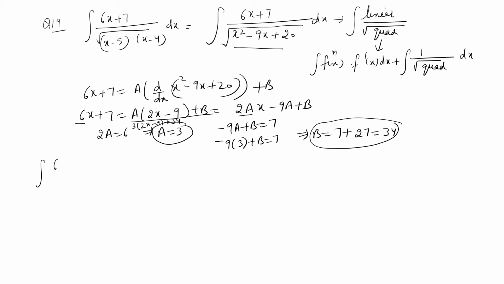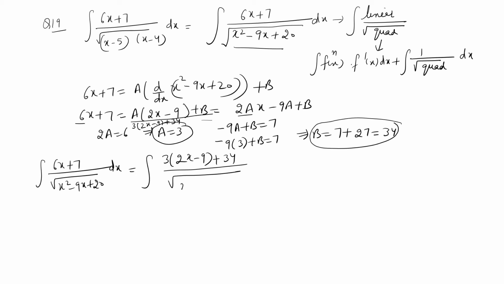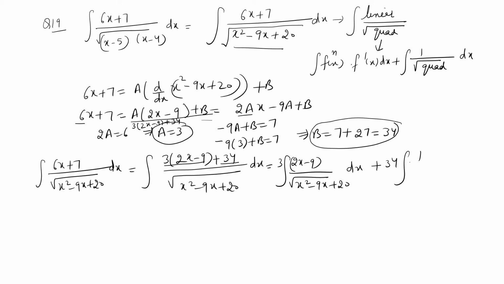Now express the integral of 6x plus 7 upon root of x square minus 9x plus 20 dx as a sum of two terms. I am expressing the 6x plus 7 in this form by putting the values of a and b. So definitely it is going to split into these two terms. Okay, so it is 2x minus 9 upon root of x square minus 9x plus 20 dx, and plus 34 times 1 upon under root quadratic.